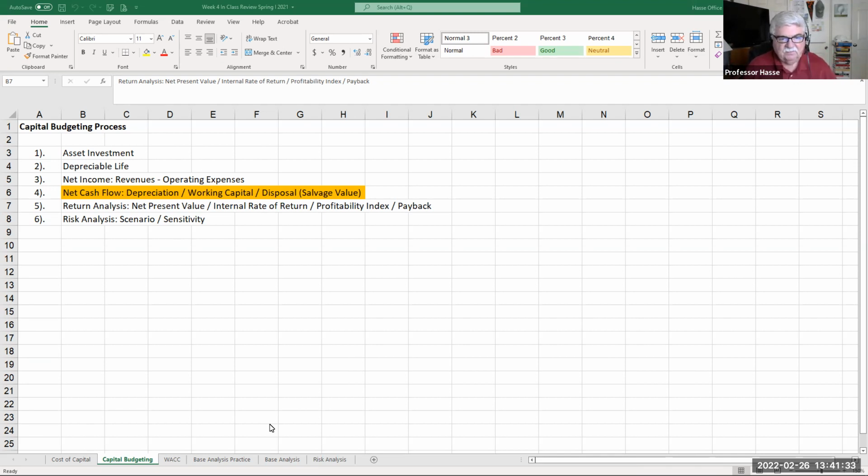This week, we're going to finish our discussion of capital budgeting and lead into our next case number 3, which will be posted Sunday evening, this coming Sunday, February 27th, and due on Sunday, March 6th. It will be preparing a capital budget analysis and doing a risk analysis for a company.